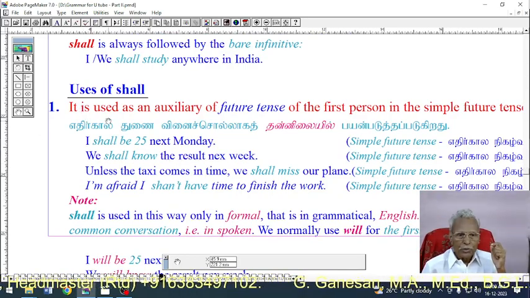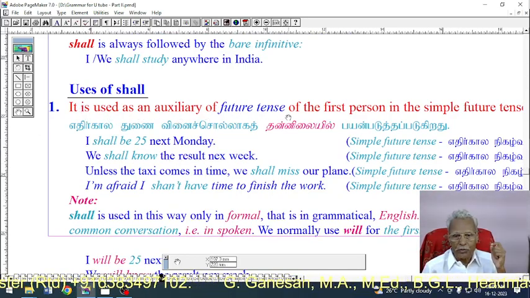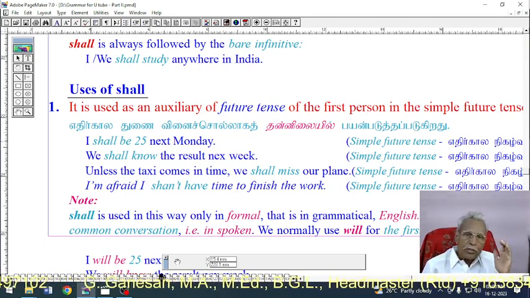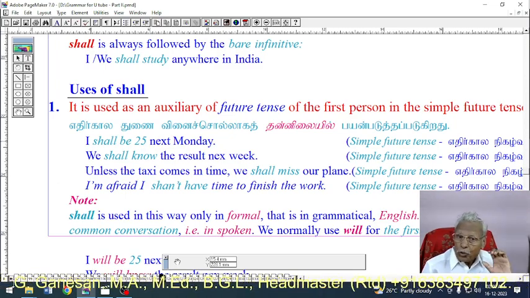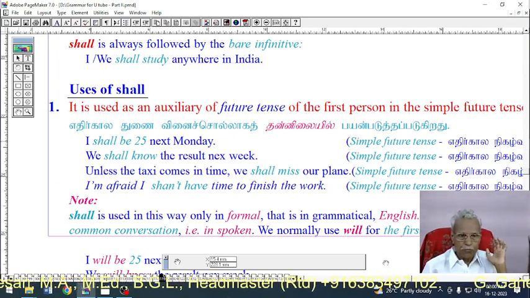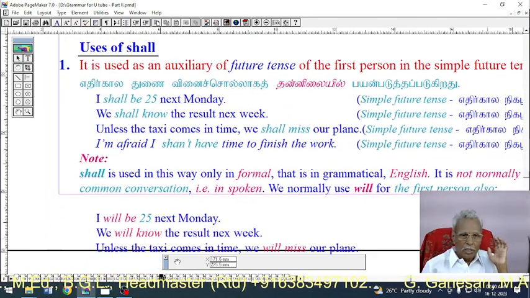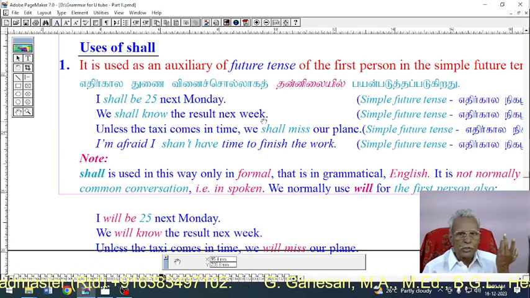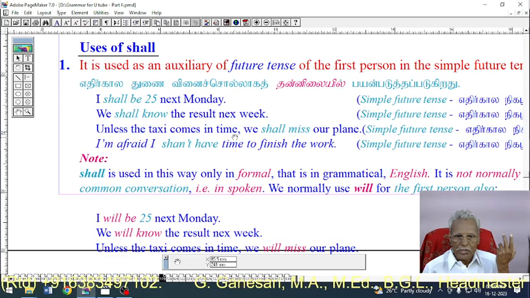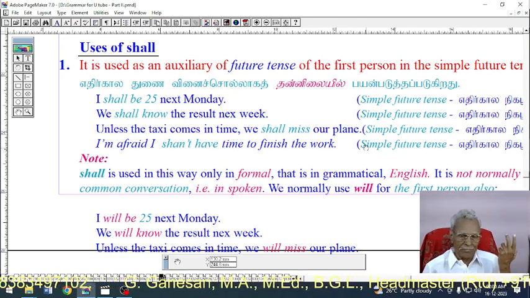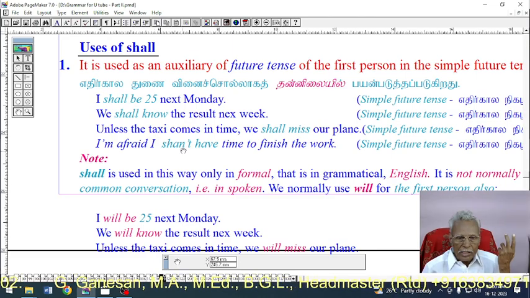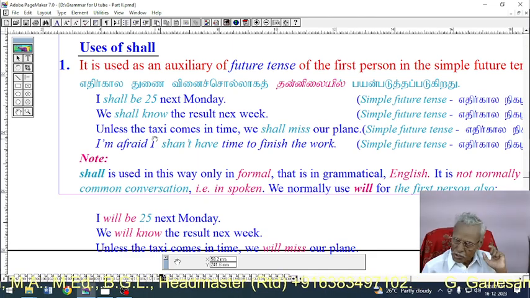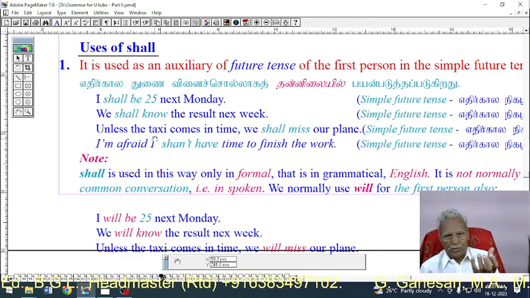The first use: it is used as an auxiliary of future tense of the first person in the simple future tense. Shall is used in the first person to express the future events. I shall be 25 next Monday. We shall know the result next week. Unless the taxi comes in time, we shall miss our plane. I am afraid I shan't have time to finish the work. In these four sentences, it expresses the future events.